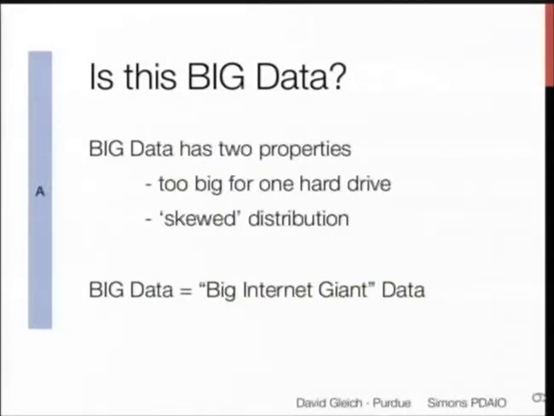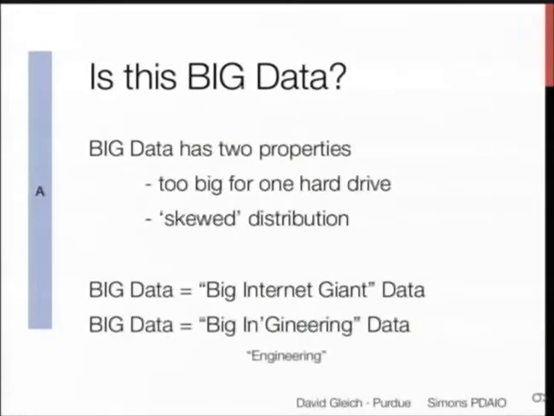So he was talking about big internet giant data, so Google, Yahoo, everyone else. What are we looking at? We're looking at big data, or big engineering data. All right? So a little bit different. We don't have quite the skew, but it's still very large.